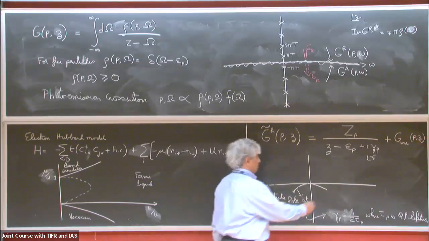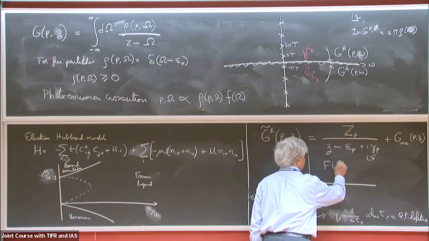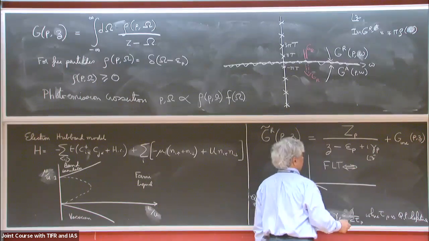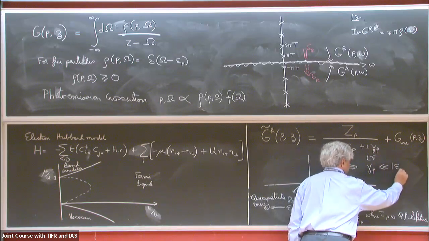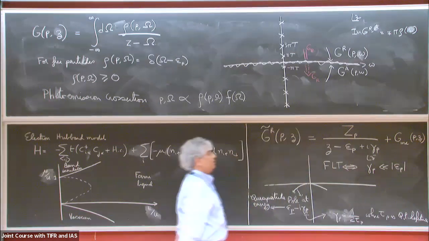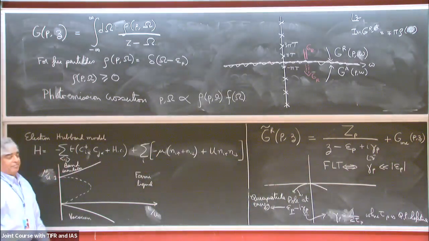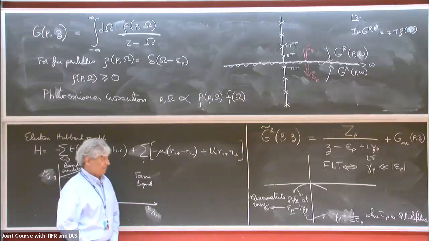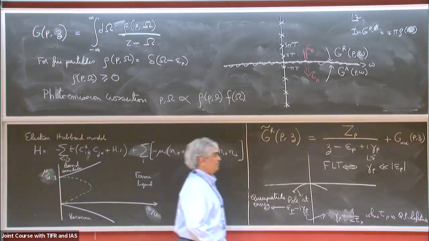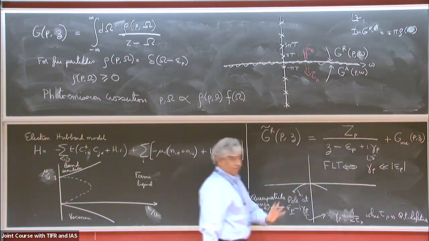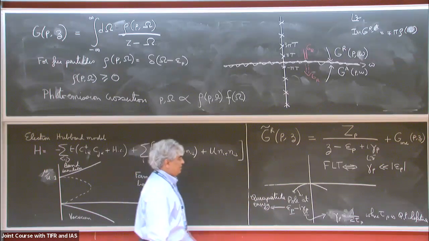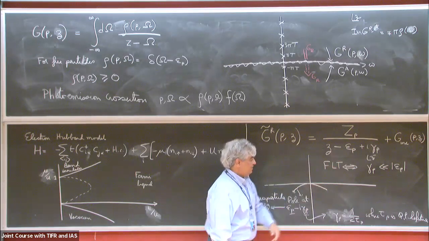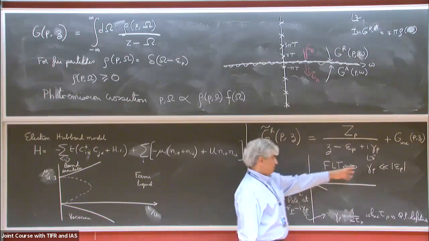So the whole assumption of Fermi liquid theory relies crucially on the fact that gamma P is much, much smaller than mod EP. And we haven't computed gamma P at all. Nothing we've done so far tells us what gamma P is. So we really have to compute it. But for now, let's assume that is the case, that you have a gamma P that's much, much smaller than EP. Then you have an excitation that looks like a particle. And you also have an estimate of how long it lasts.